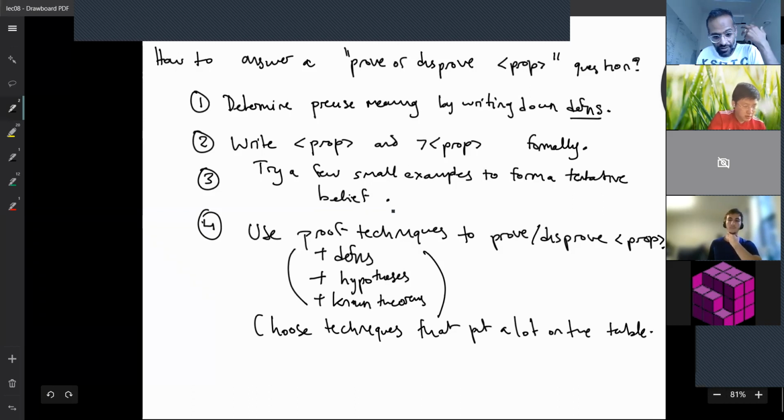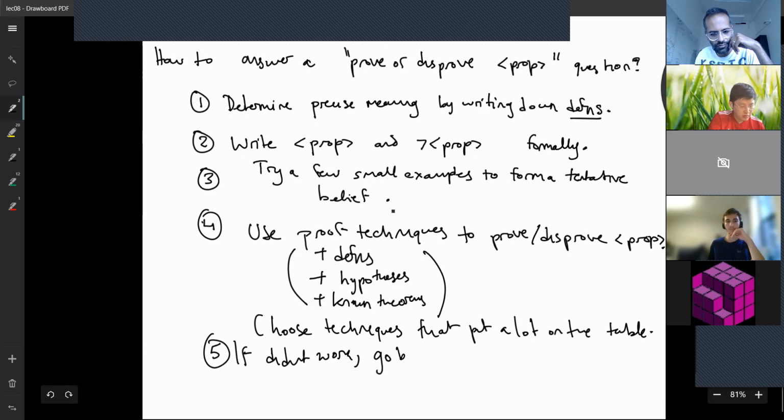And this is not always going to work. If it doesn't work, articulate what you learned and repeat. If it didn't work, go back to step 2. And don't panic if you can't solve a problem right away.